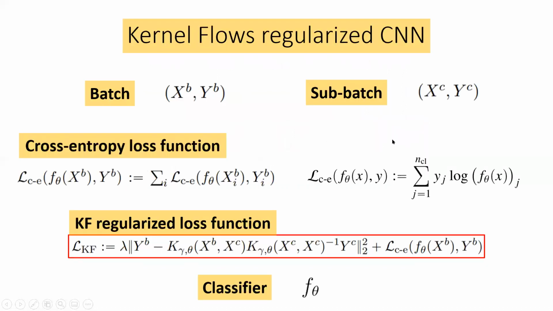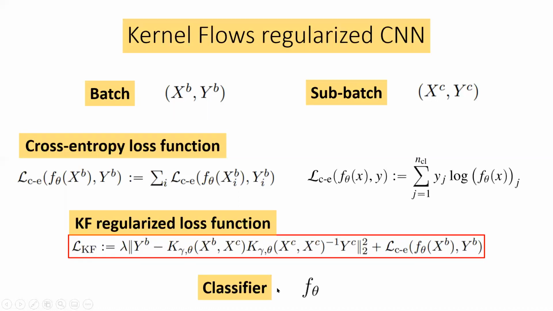And so now the process is we take the most commonly used loss function, cross entropy, and we regularize it with our kernel flow loss function. We can use this KF regularized loss function to learn the ideal parameter theta, and we use the network this time to construct our classifier. In this case, we don't use GPR to classify the images. We only use the output of the network.